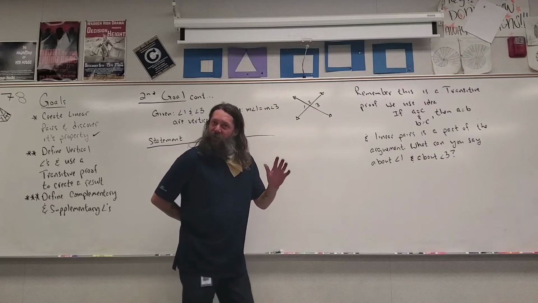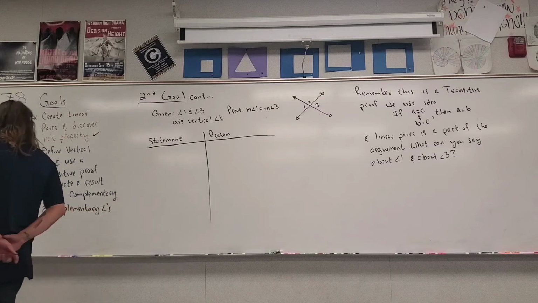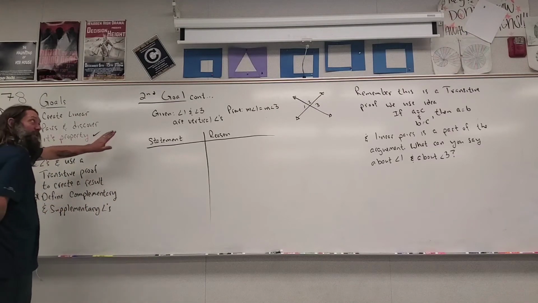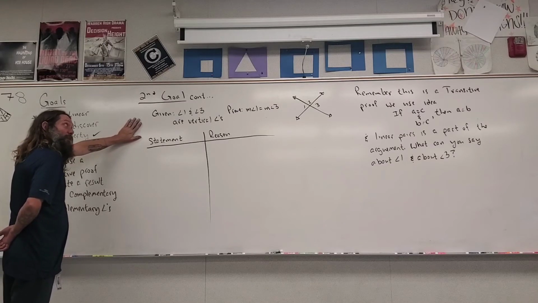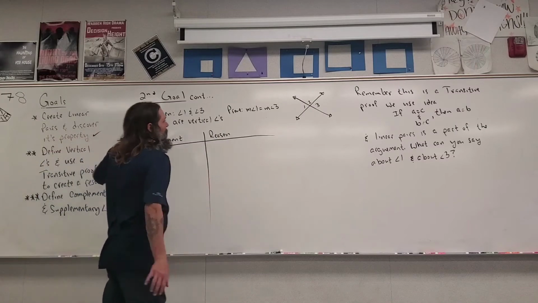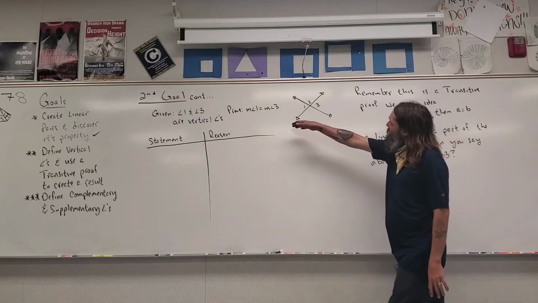I'm back, so let's go ahead and continue with the second goal here. And so remember, our second goal is we want to use a transitive proof to create a result. So here's our proof setup. I'm going to tell you that angle 1 and angle 3 are vertical angles. Here's where we're going to make our argument. Remember what the first statement and reason always is. Here's what we're trying to prove.